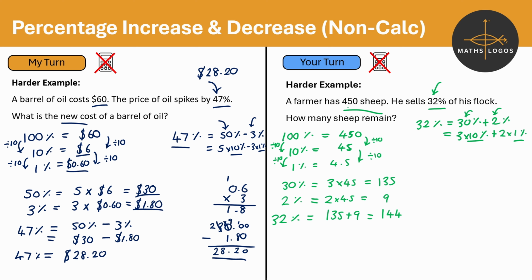We'll go back to the question and make sure we're interpreting it correctly. A farmer has 450 sheep. He sells, so that means he's losing them, 32% of his flock, so he sold 144 of them. How many sheep remain? So we need to do 450 take away 144. And that gives you a final answer of 306 sheep remain.